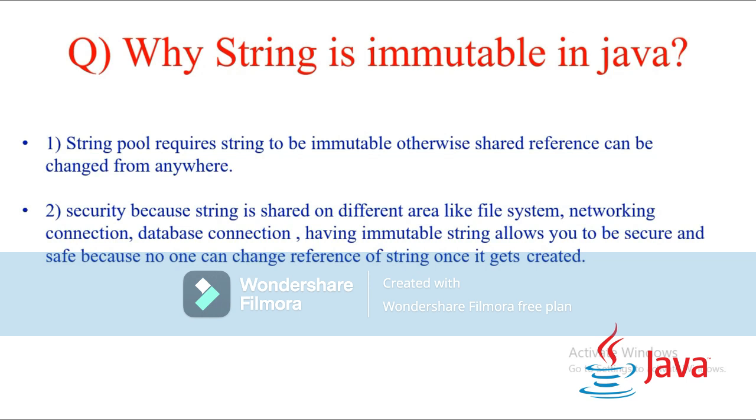And the second very important reason why string is immutable is security. String is shared across different areas like file systems, networking, database connections, passwords, and user IDs. So making them immutable allows you to keep them secure and safe so that nobody can change the reference. Even if anybody tries to change the data in that string, a new string object is created, which is not considered the same as the previous one. So this is why, for security purposes, your string is completely immutable.